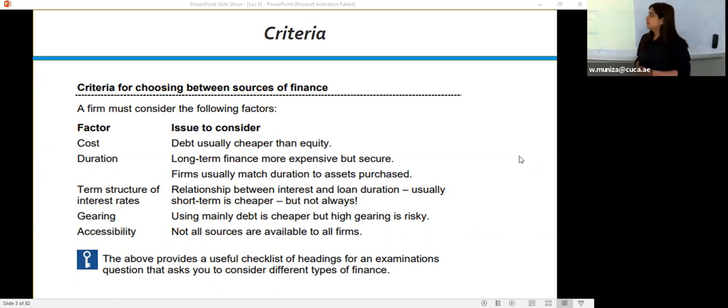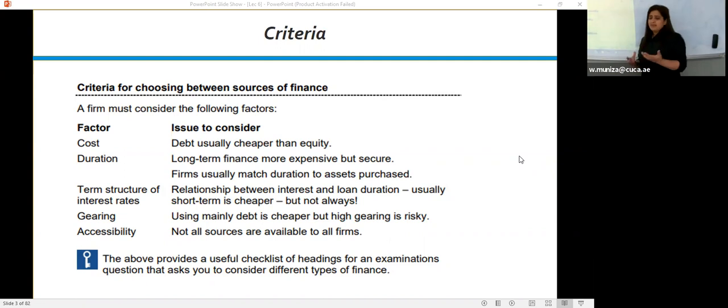But long-term finance, on the one hand, is more expensive, but it is secure. On the other hand, the firms usually match duration to assets purchased. So again, as a normal thumb rule for financial management, we say that long-term assets should be financed using long-term finance, whereas short-term assets should be financed using short-term finance. Then the term structure of the interest rate needs to be considered as well, in which the relationship between interest and loan duration is considered. Usually short-term is cheaper, but not always.